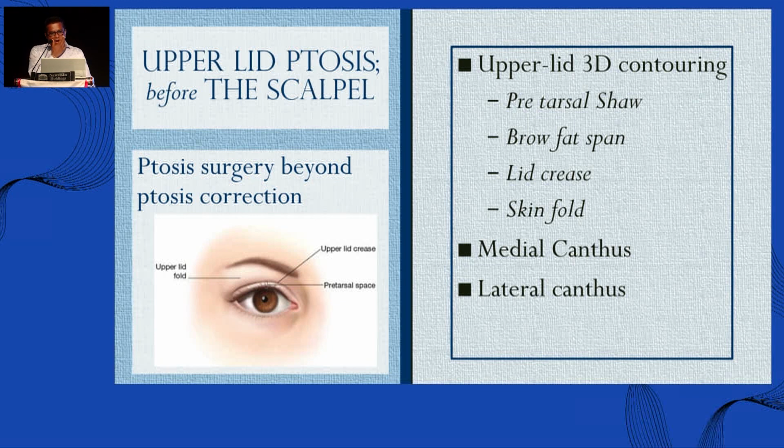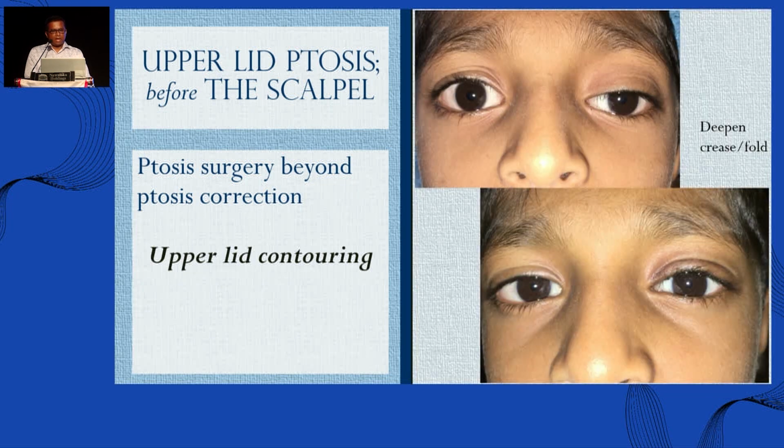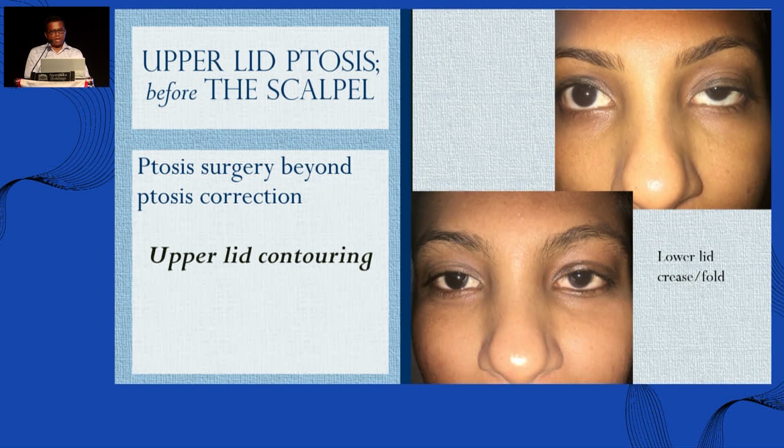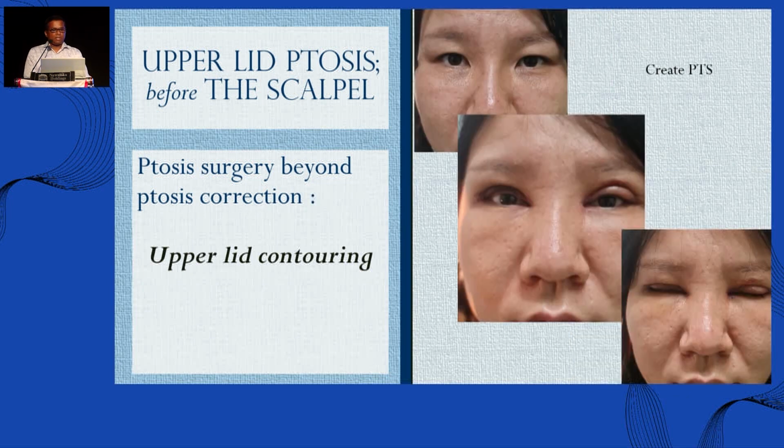And finally, we need a kind of 3D contouring for aesthetic appearance, and the medial canthal and lateral canthal areas. If you see these pictures, the lady had a left side ptosis. We had to give a lid fold and a skin crease during the surgery. And this child had a very slight lid crease, so we had to go for a deeper lid crease. And this one again had a higher lid crease, so we had to go to a lower lid crease. And she had a deep sulcus, so we had to go for symmetrical deep hollowness for the lid. And she didn't have a pretarsal show, so we gave a pretarsal show during the ptosis surgery.